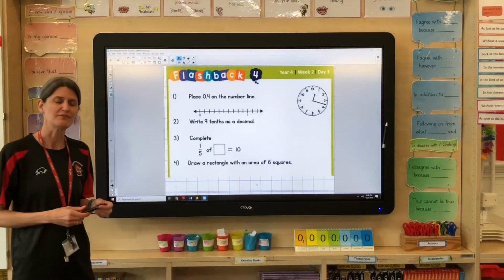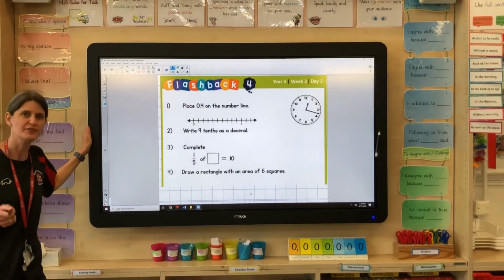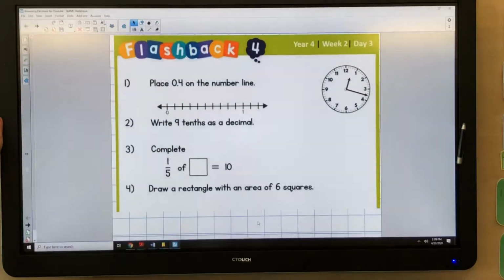In today's lesson we're going to be rounding decimals to the nearest whole number. Here's your mental starter, pause the film when you're ready and then check your answers.